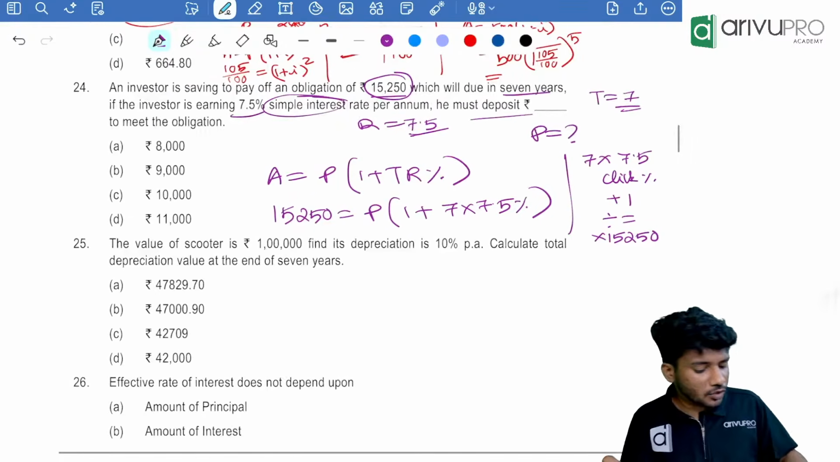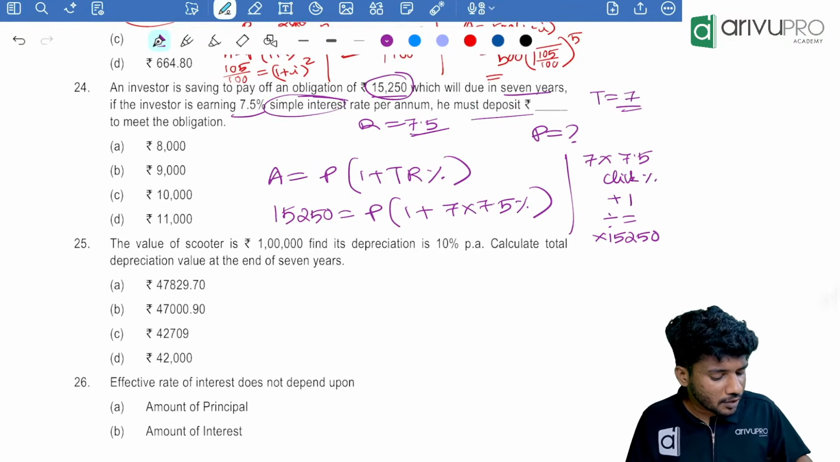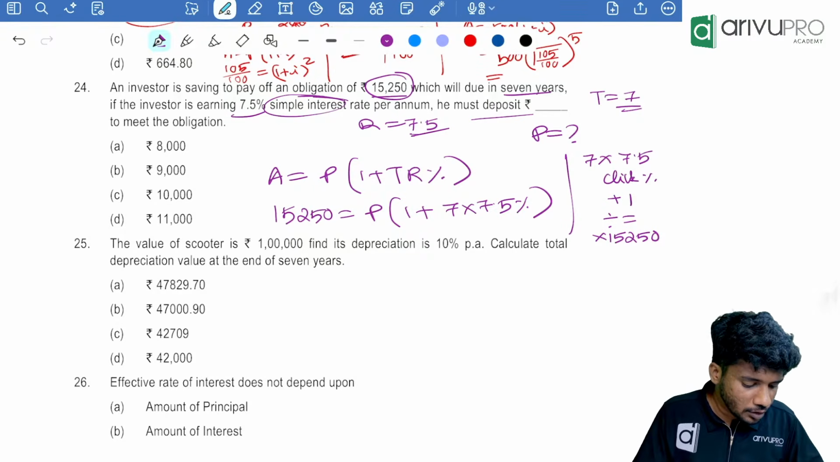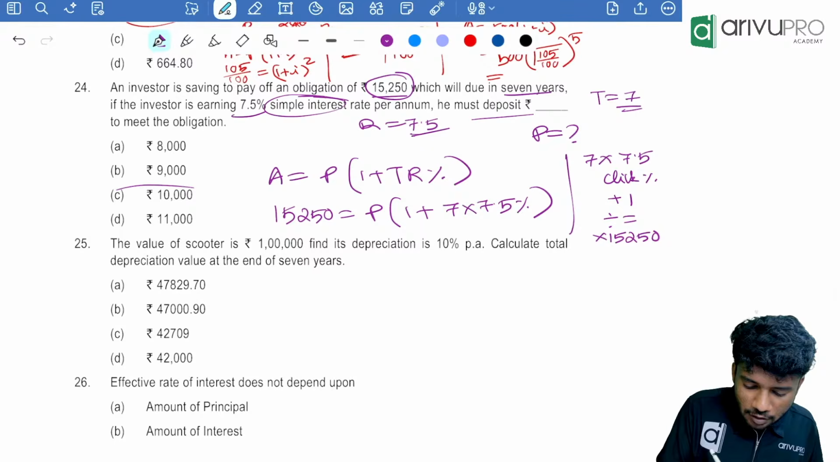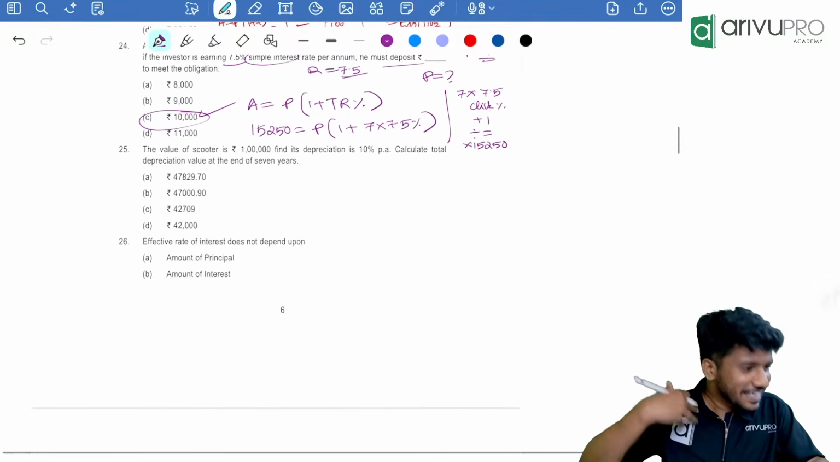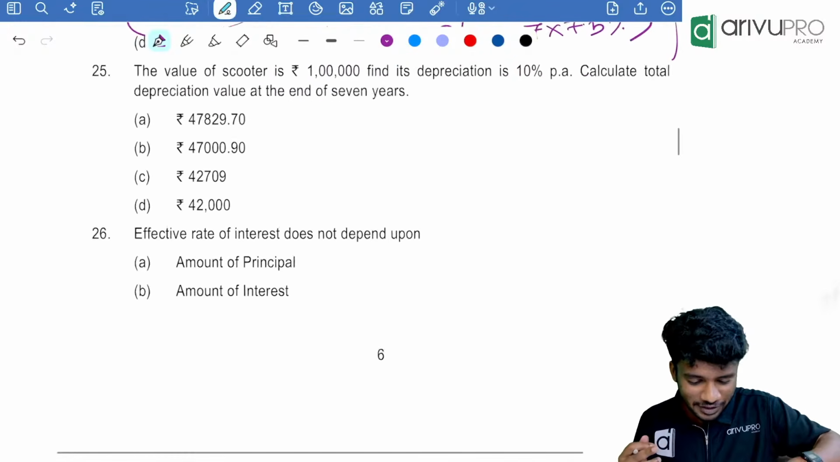How much is the answer you are getting? Everyone do it along with me. 7 into 7.5, then click percentage, plus 1, divide, equal to, multiplied with 15,250, which is equal to, that is 10,000. Option C is your answer. Very good question, very easy answer. We have solved it. Even I have solved it multiple times with you guys.